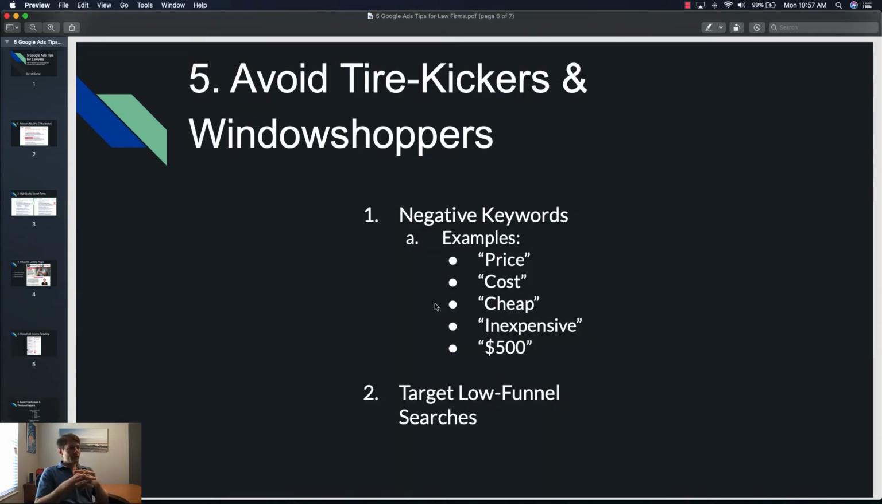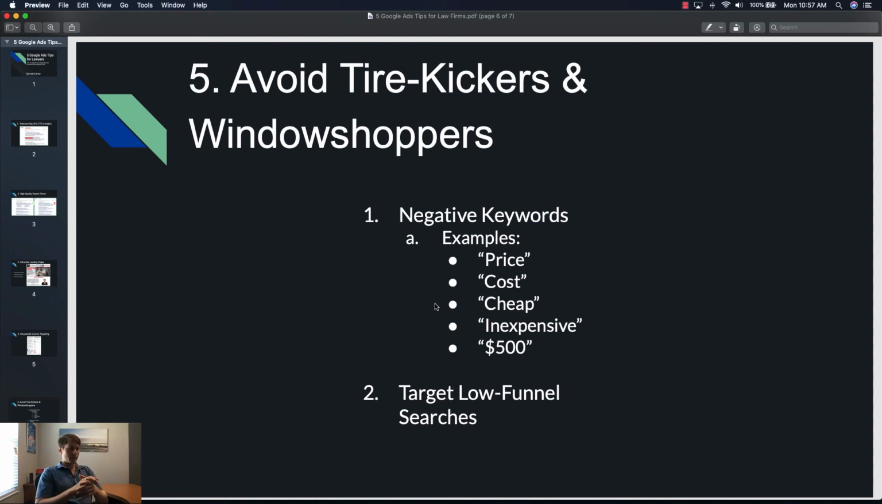The fifth tip that I have is how to avoid tire kickers and window shoppers, and basically, it kind of goes back to tip number 2 about high quality search terms. To avoid showing up for low quality search terms, you have to use negative keywords. Basically, you're plugging holes. Essentially, if you have too many holes, your ship's going to sink. So you're plugging holes with negative keywords so that your ads only show up for the valuable searches.